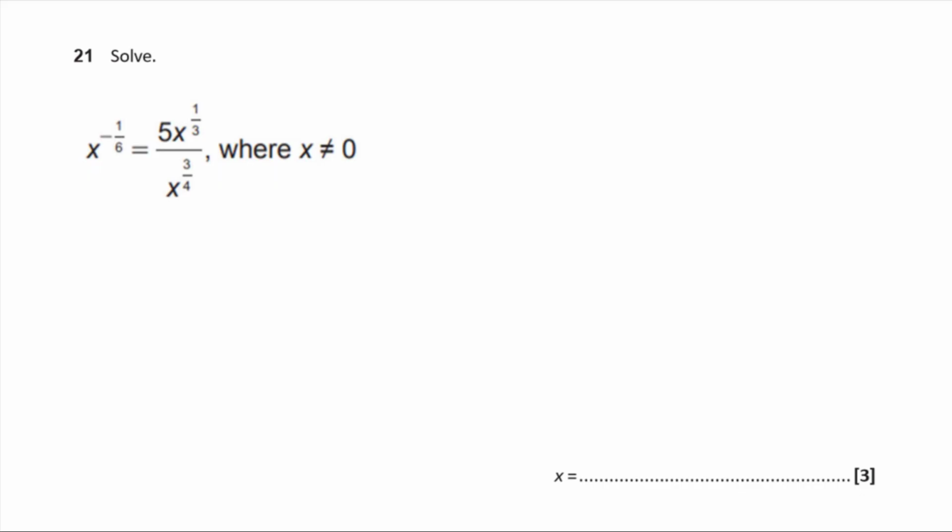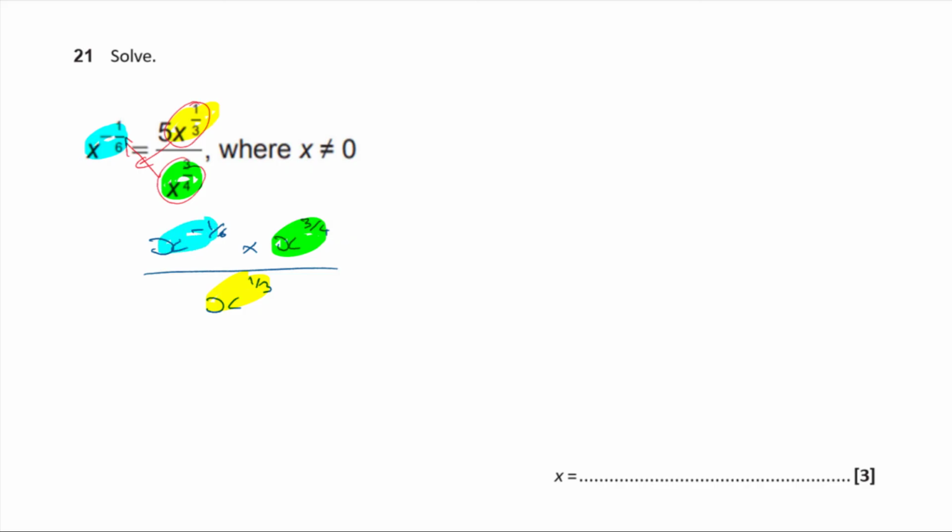So cross multiplying this up to the top and cross multiplying this down to the bottom. In other words, timesing both sides by x to the power of 3/4 and dividing both sides by x to the power of 1/3. That is going to give me x to the minus 1/6 that was already there, multiplied by x to the power of 3/4, which is joining us from the denominator of the other side, divided by x to the 1/3. Okay, so the x to the 1/3 ended up on the bottom over here, and the x to the 3/4 ended up on the top, and the x to the minus 1/6 hasn't gone anywhere, it's just staying where it is.